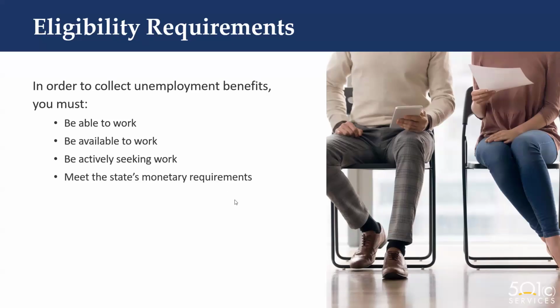You have to meet the state's monetary requirements. So this means you had to have worked long enough to be eligible, and you also can't be currently earning too much to make you ineligible. So there's a monetary piece to this. And then last but not least, you must be unemployed through no fault of your own. This last piece is really the part where the employer is the most involved. It's extremely subjective, and we'll talk more about what no fault of your own means when we get to the different types of separations.